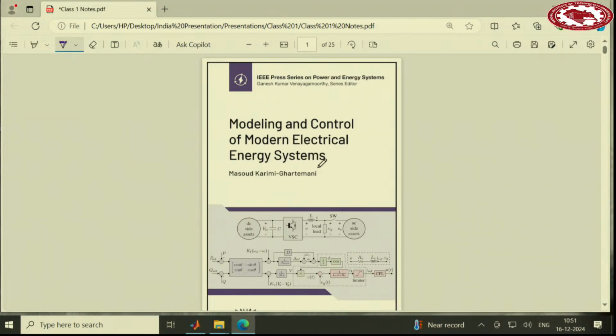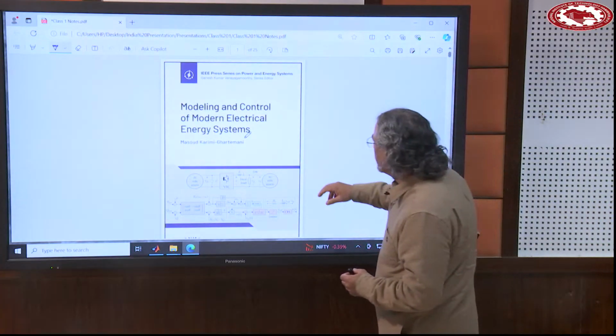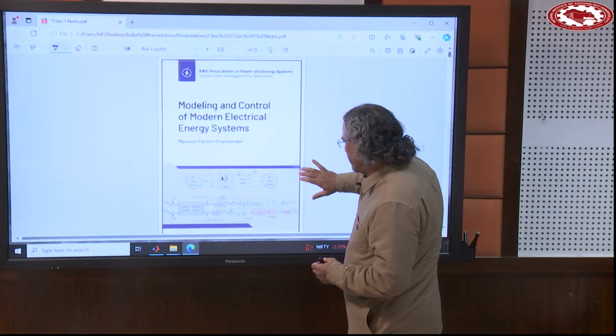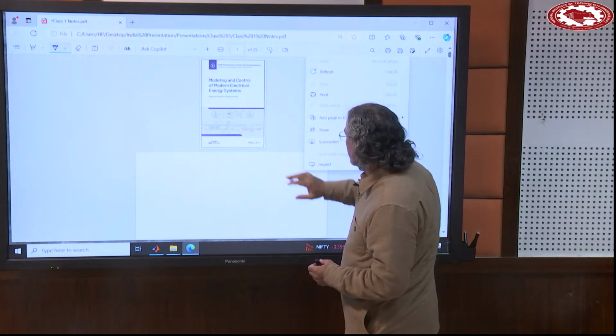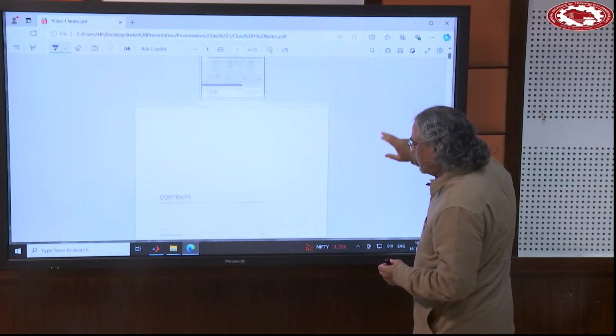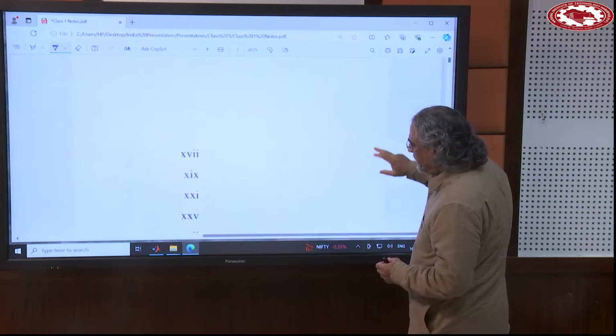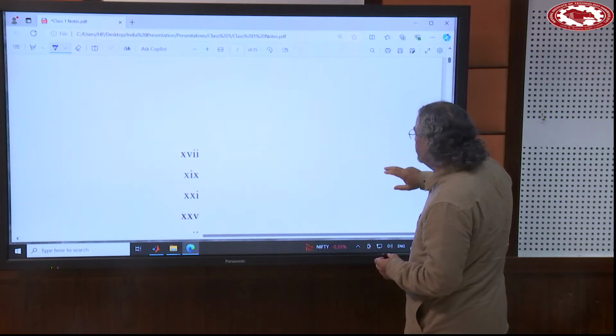So the plan, as we talked with Dr. Chandrasekharan, was to follow this book for the most part, or the items or the topics from this book. This book was published about 2 years ago, and I just put the cover page here for your information. So my plan is to go through the contents of the book. It has several chapters.